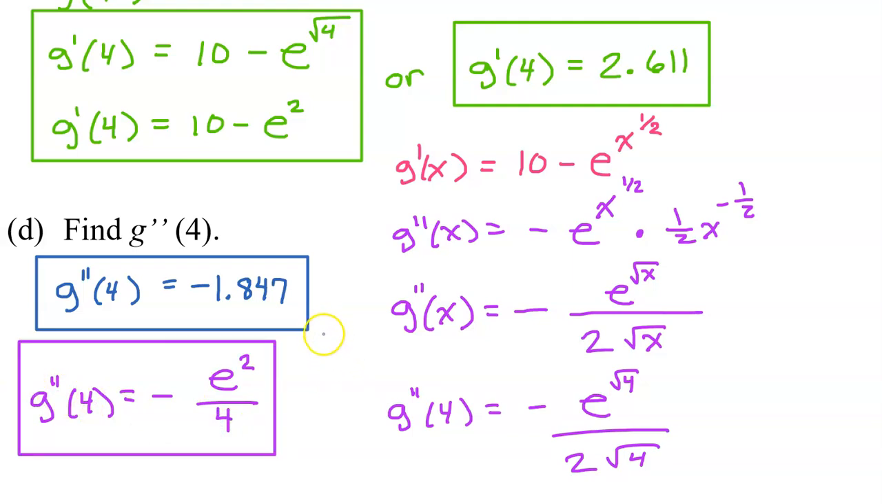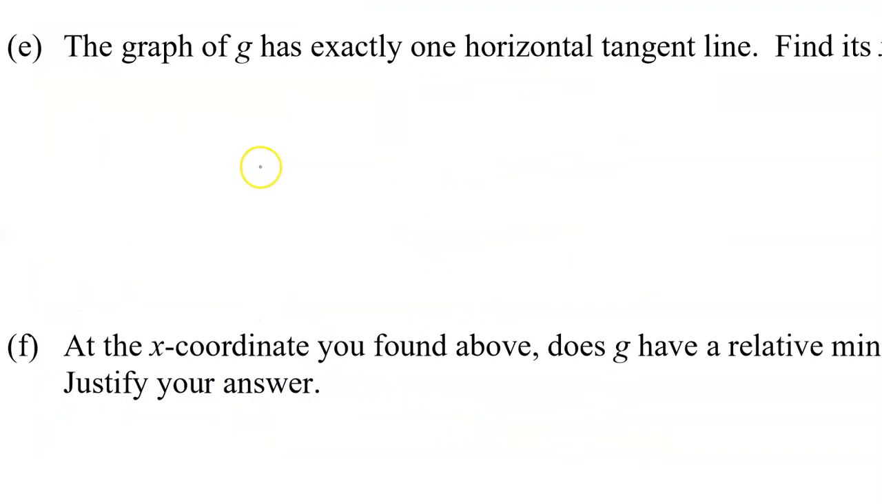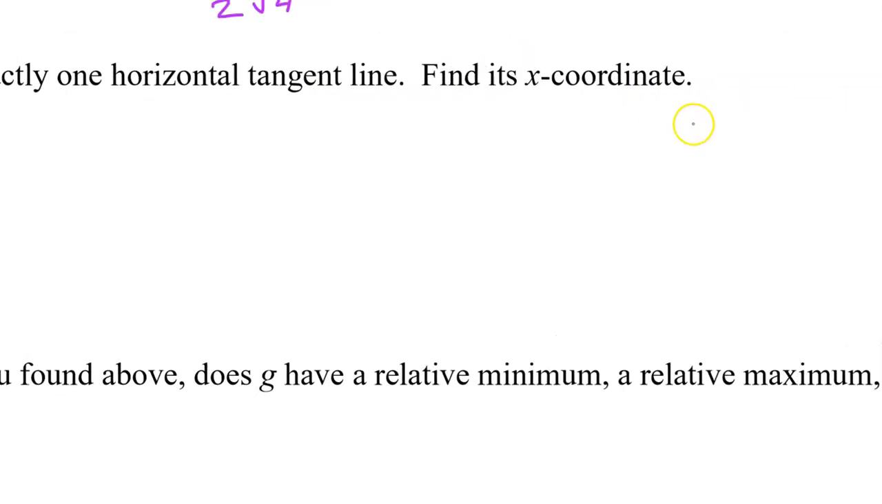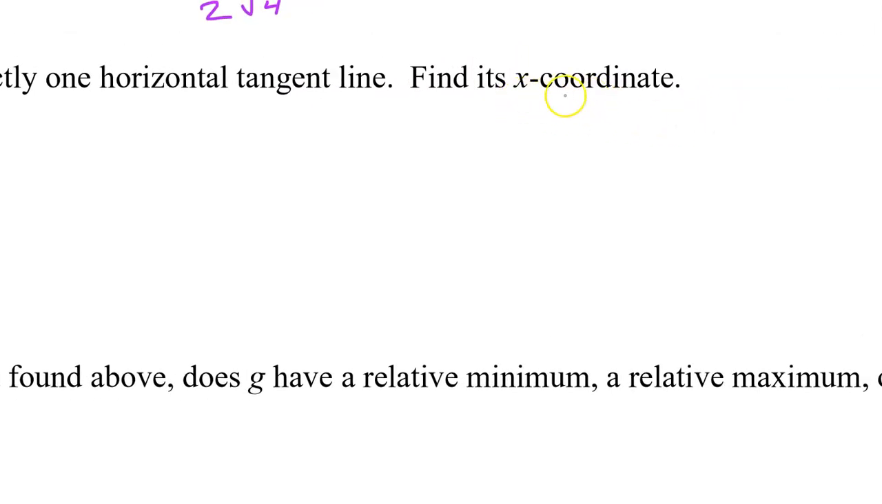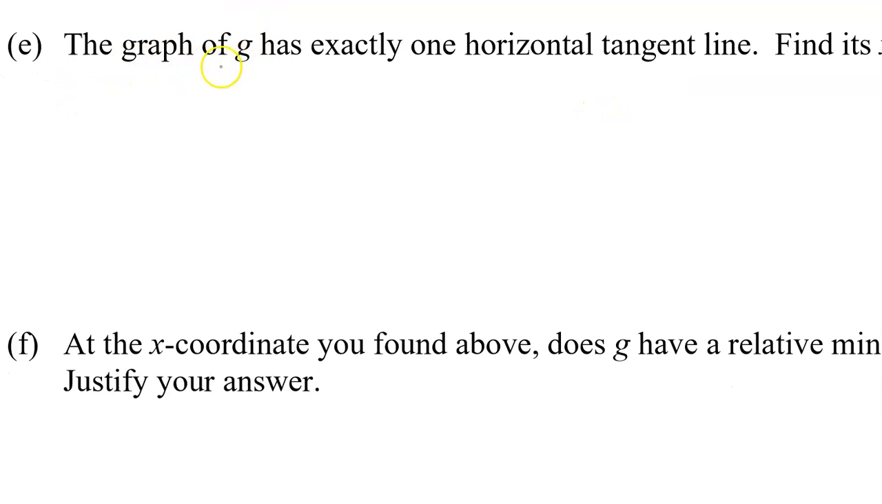Just because you have access to a calculator doesn't mean that you have to put your answer as a decimal. You can write an exact answer like this, but I will consider this the long way since we did have a calculator. Part E. The graph of g has exactly one horizontal tangent line. Find its x-coordinate. Long ago, we learned that the graph of g will have a horizontal tangent line when g prime is equal to 0.